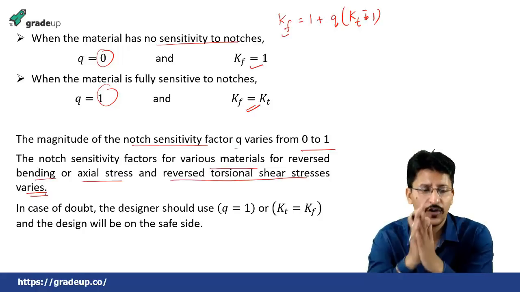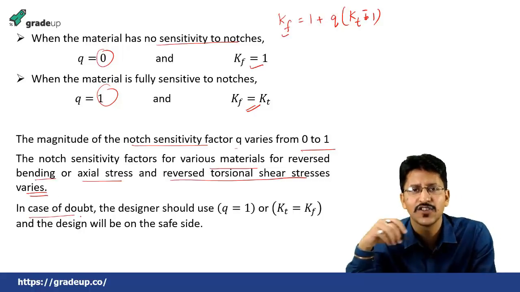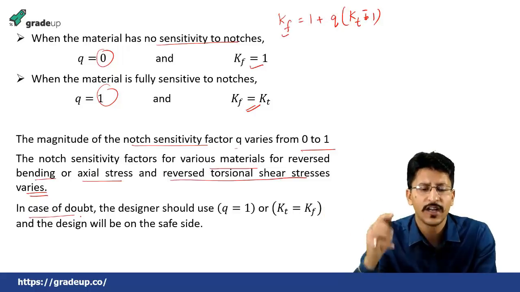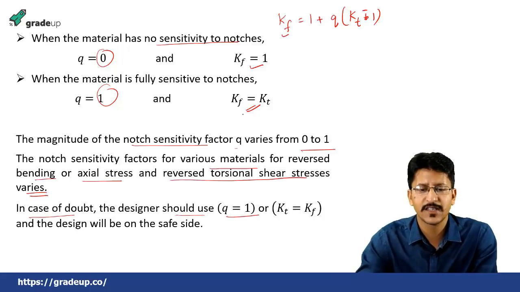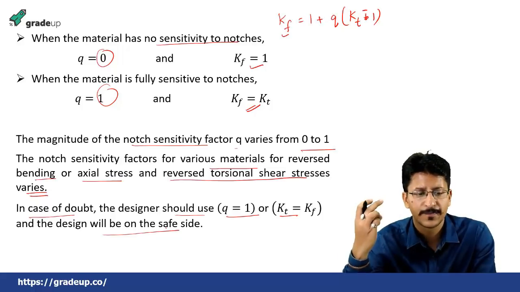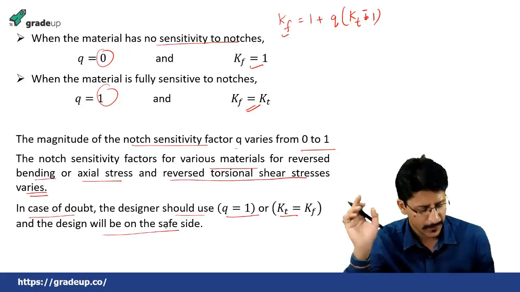or will vary. Okay. But in case of a doubt, meaning the designer does not know whether this material has sensitivity to notches or not, then he should use Q equal to 1, in which case this KT will be equal to KF and the design will be on the safe side. So in case of a doubt, you can use the value of notch sensitivity factor equal to 1.